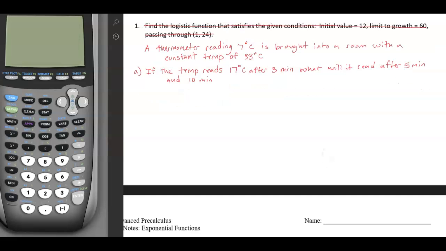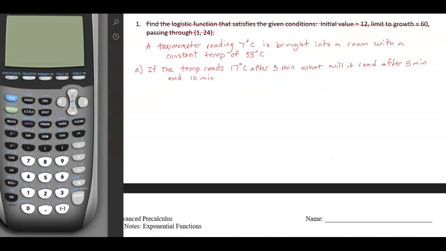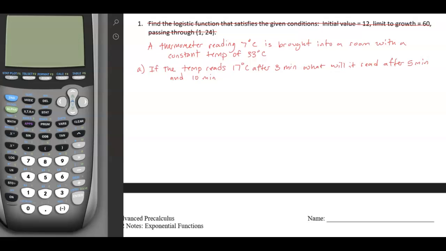So the reason I wanted to do this specific problem is because anytime you're dealing with temperature like this, temperature and cooling, you're actually going to be using a specific formula, which is called Newton's law of cooling.